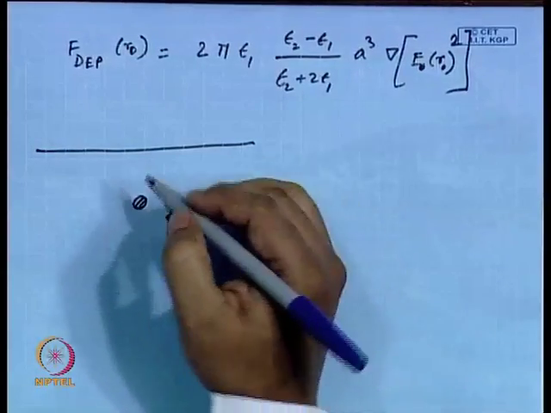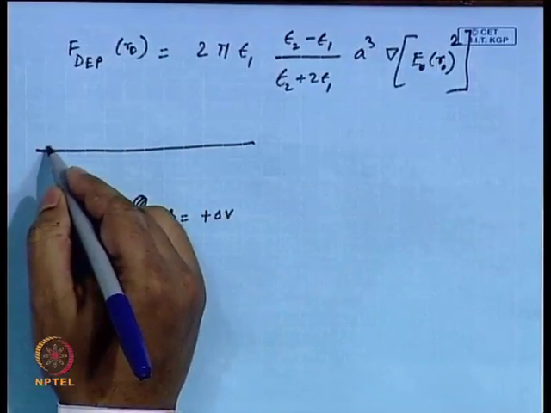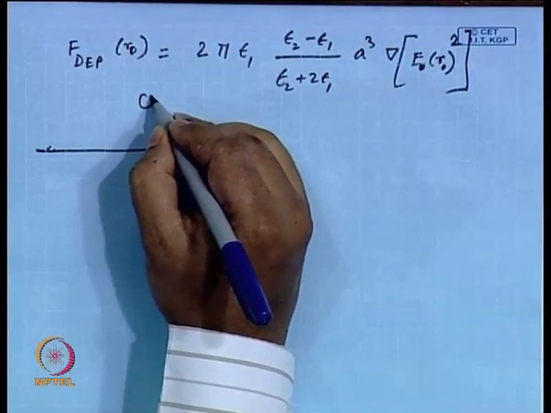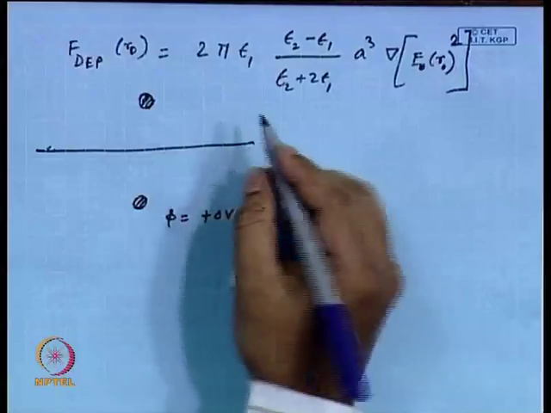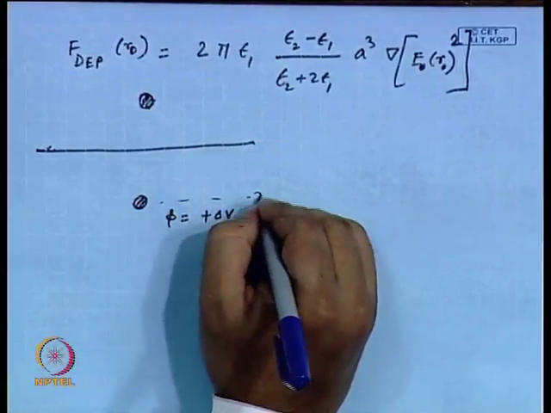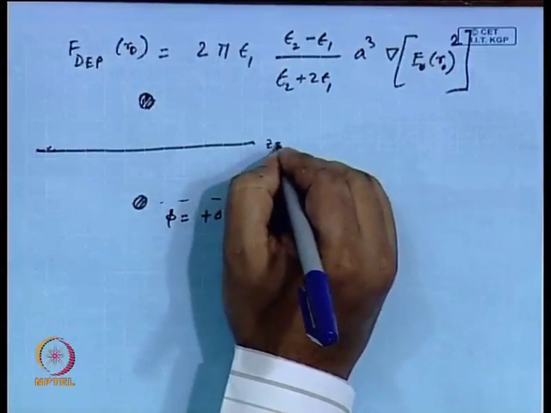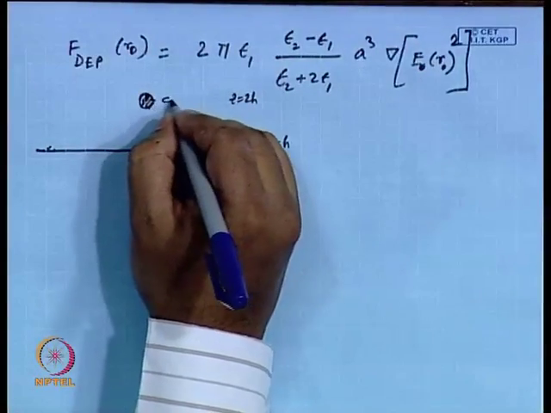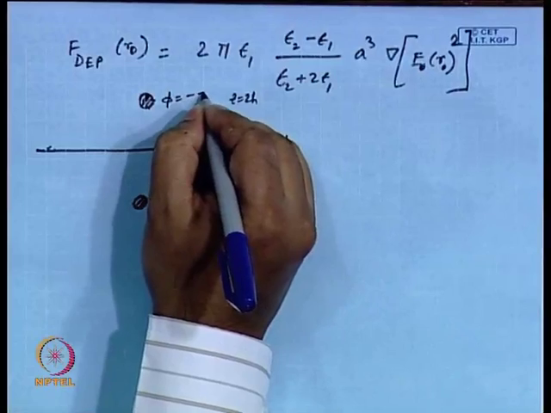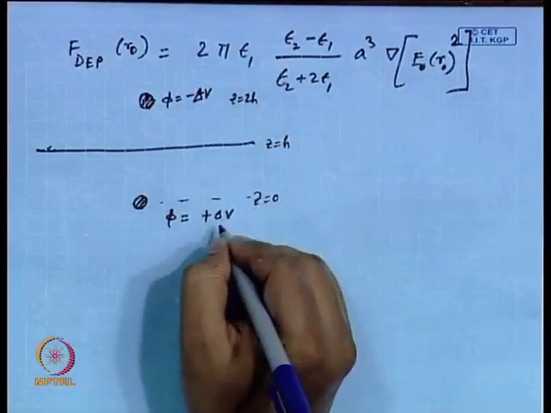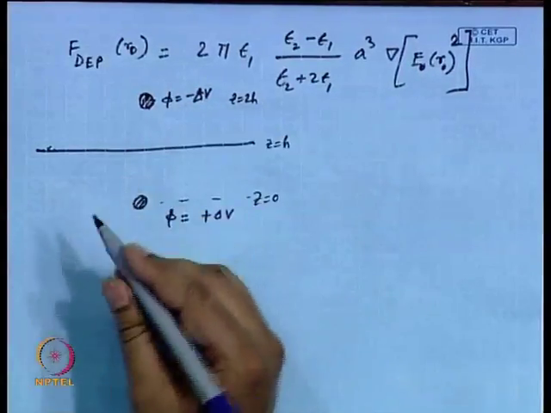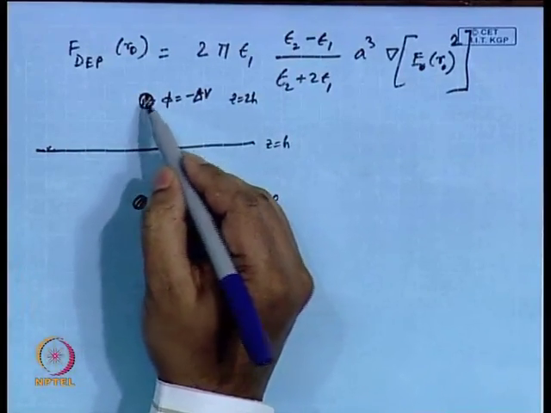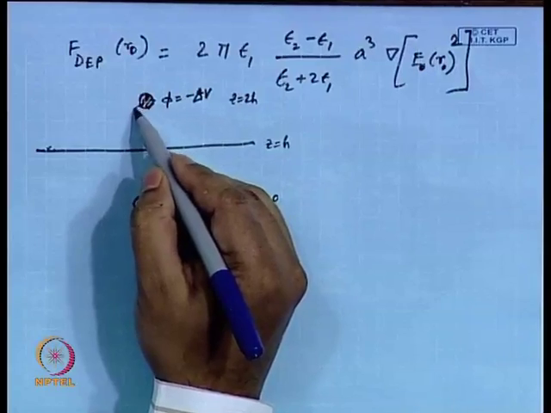Instead of that, you do not consider this planar electrode, instead you consider a mirror electrode. So, if this is at z is equal to 0, if this is at z is equal to h, this is at z is equal to 2h, and here it is minus delta v. It is plus delta v here, minus delta v here, and look at the electric field lines. How would they be operating in this case? They would be like this.